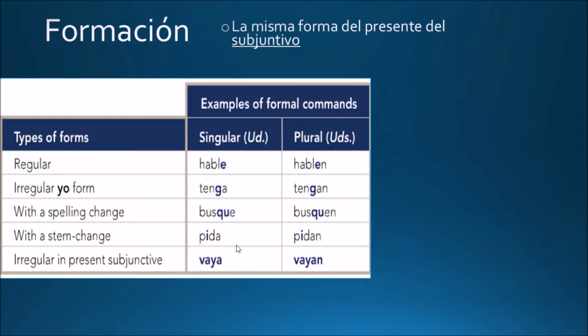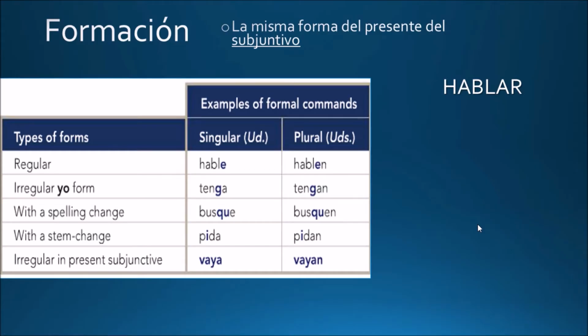Real quick, let's review how do we form or how do we conjugate our formal commands. And it's the same way that you conjugate your present subjunctive verbs. So let's see with an example. Let's take a regular verb. Hablar, to talk, is a regular AR verb, right? So step by step, let's go through the process.